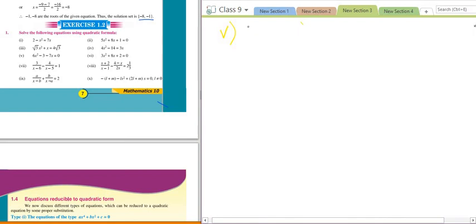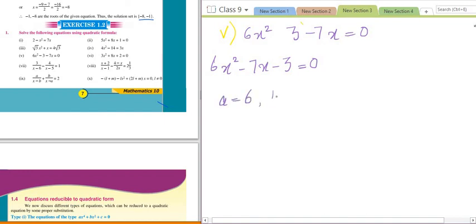6x square minus 3 minus 7x equals 0. We can write it as 6x square minus 7x minus 3 equals 0. Here a is 6, b is minus 7, and c is minus 3.